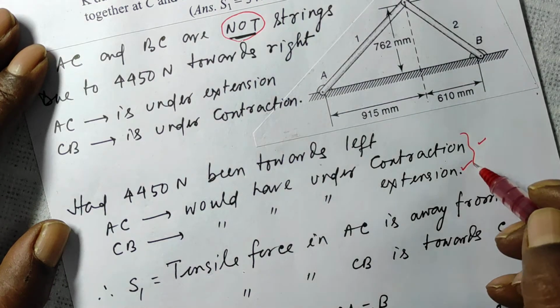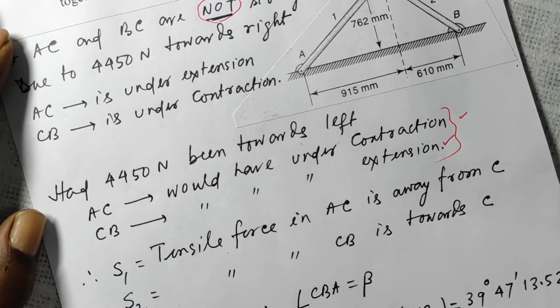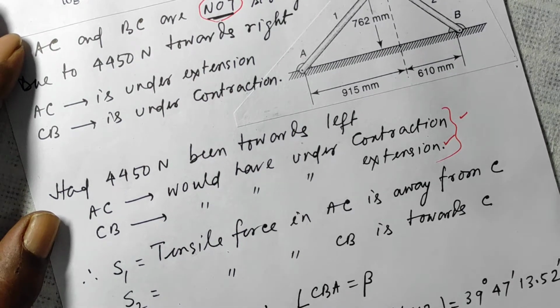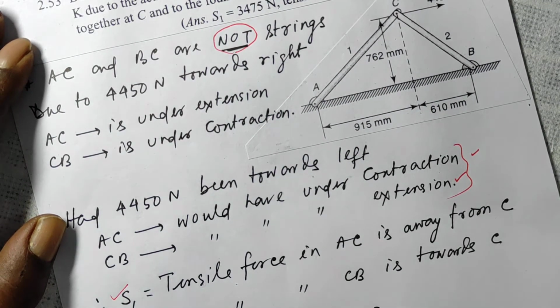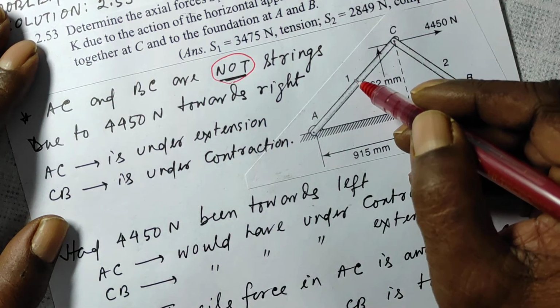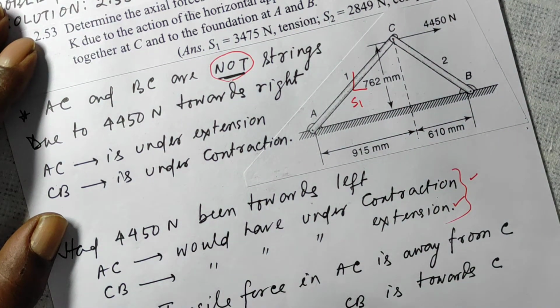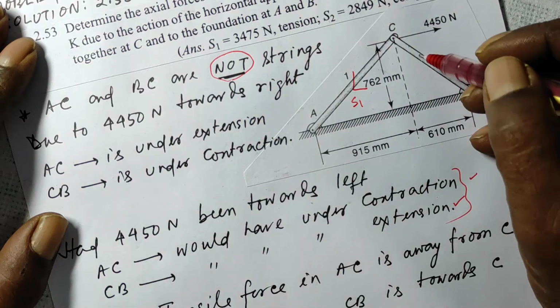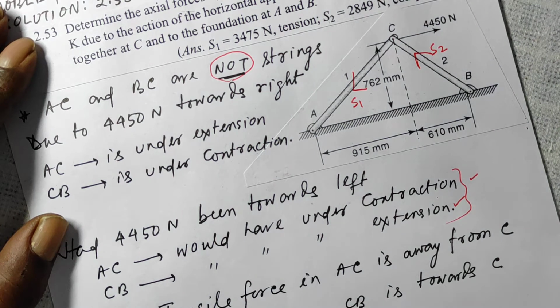So therefore, let S1 be the tensile force in AC and S2 the tensile force in CB. So S1 will be away from the point C, to this side, your S1, and S2, the tensile force developed in the bar BC, will be towards C, S2. That is to be understood.